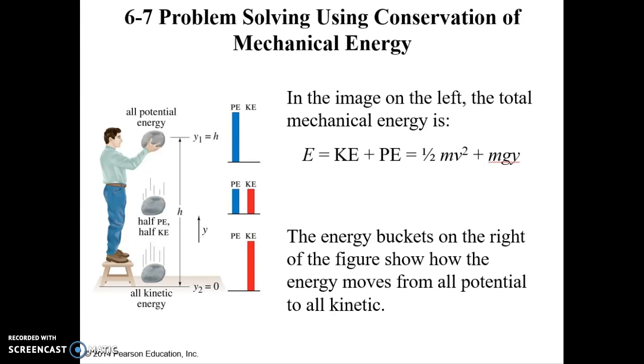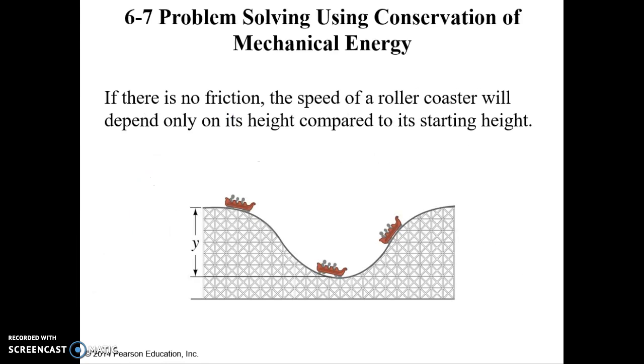Here's an example. The rock has some value of total mechanical energy E, and that value never changes. Mathematically, we can calculate E by using the equation over to our right. Notice how the figure to the left shows the rock transforming all potential to all kinetic energy, but the total mechanical energy of adding both kinetic and potential energy never changes. Another example is that if there's no friction, the speed of the roller coaster will depend only on its height compared to its starting height because of conservation of energy.